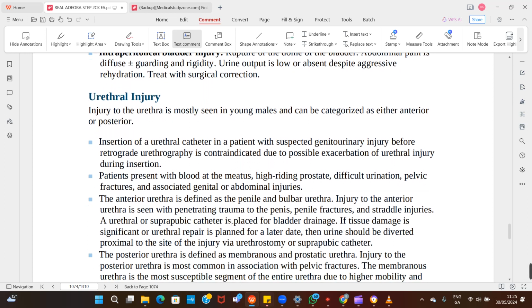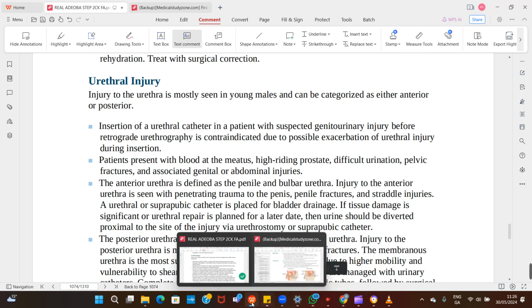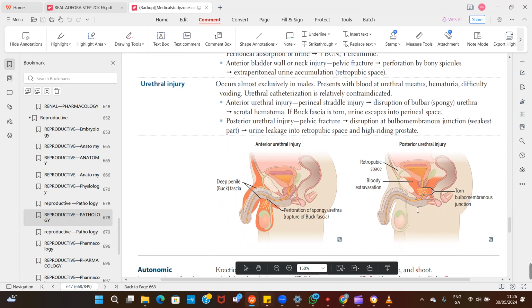So for urethral injury, these occur in males, right? You categorize into anterior or posterior. For the posterior, we have to go back to our diagram. So this is the posterior part of the urethra, from somewhere here downwards. Then from here downwards, this is the penile urethra, this is the bulbar urethra here. So the bulbar to the penile is the anterior, while from the membranous to the prostatic, that is the posterior.